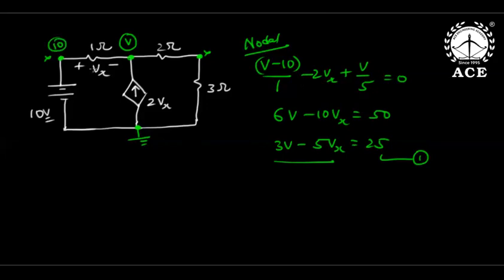Now Vx is a voltage across 1 ohm with this reference. 10 is more positive than V by Vx.